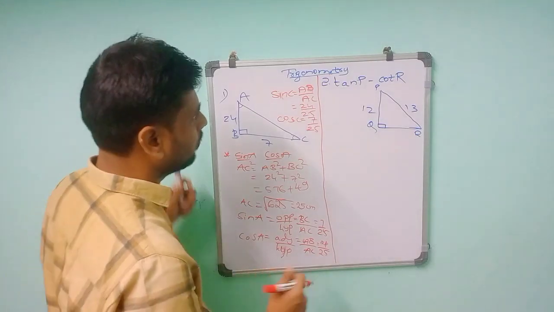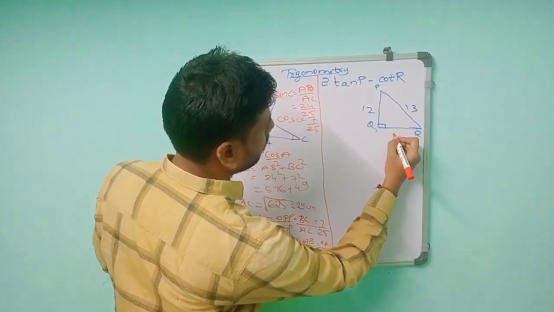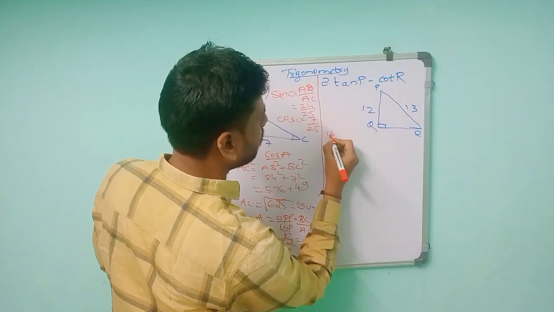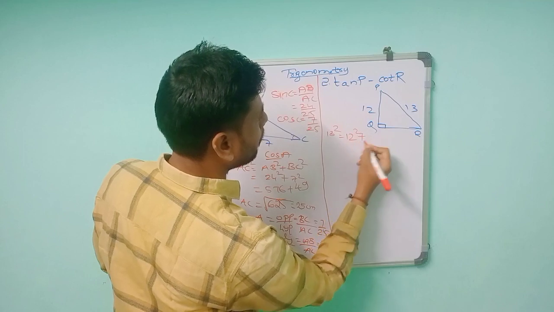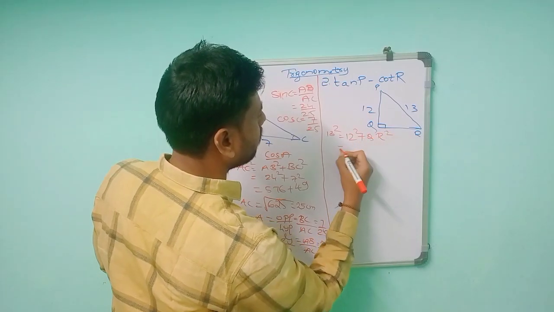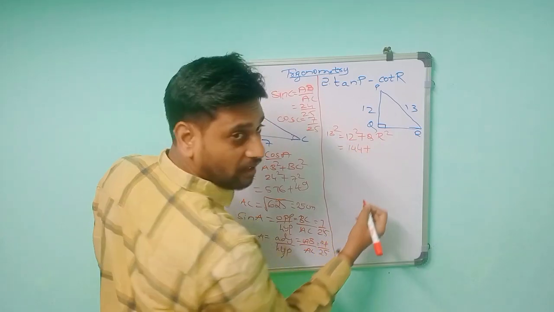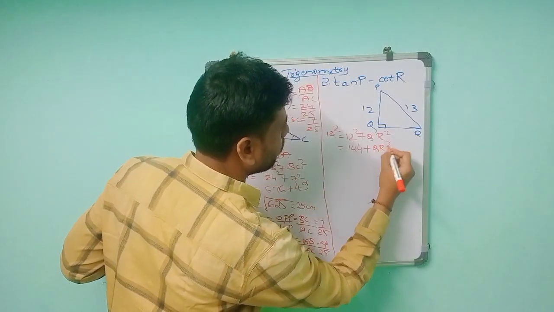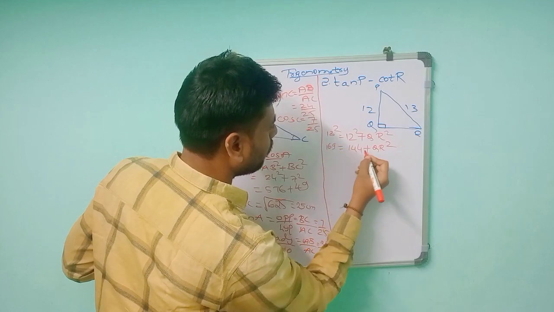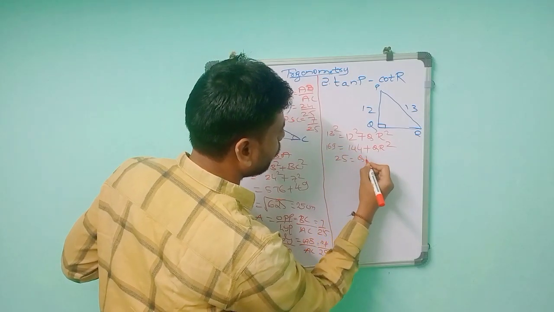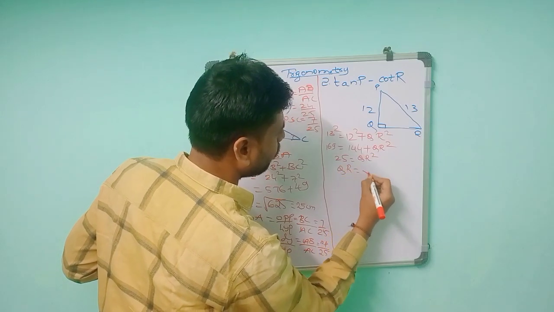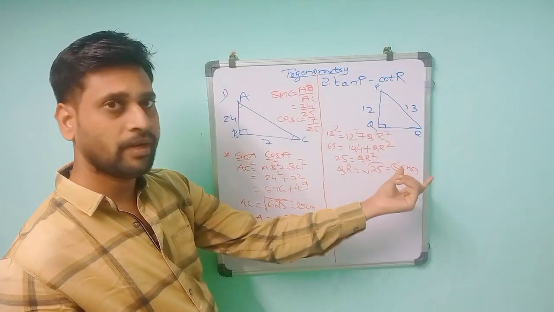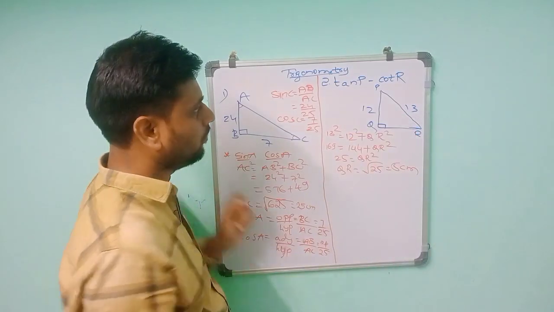In the second question, they gave it like this. First you have to find the unknown value. This is 12, this is 13, and as you know this is a right angle, so the hypotenuse is 13. 13 square is equal to 12 square plus QR square. 12 square is 144, plus QR square, which is not given. 13 square is 169. The difference is 25, which is QR square. So QR is the root of 25, which is 5 centimeter. First they give two values, and you have to find the remaining value with the help of the Pythagoras theorem. Then you get the value of QR.